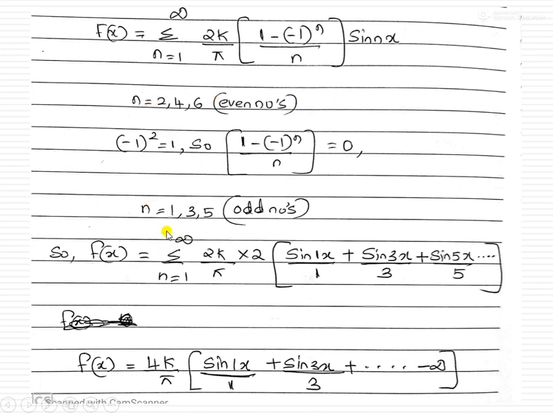If we substitute the value of n equal to 1, 3, 5, odd numbers, we get f of x equal to sigma n equal to 1 to infinity 2k by pi into 2 into sin 1x by 1 plus sin 3x by 3 plus sin 5x by 5. Therefore, we can see that f of x equal to 4k by pi into sin 1x by 1 plus sin 3x by 3 plus and so on to infinity. And this is the Fourier series of the square wave.